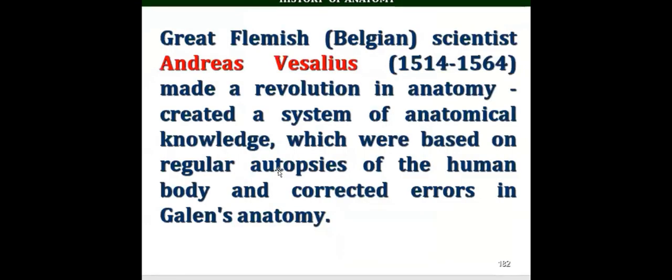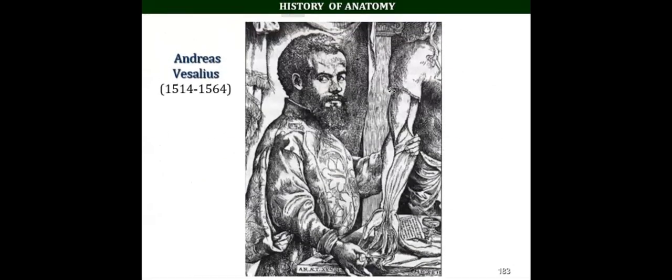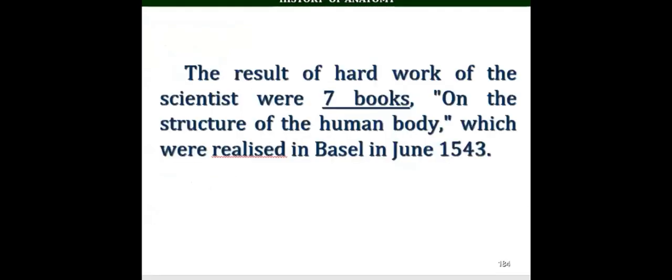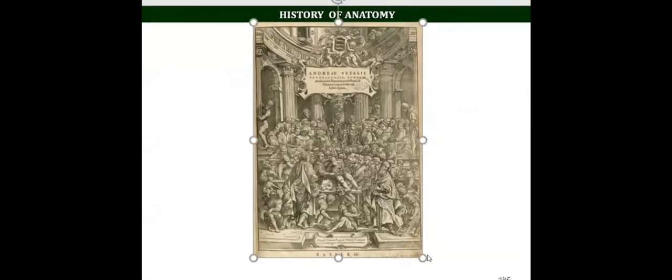And next, Andreas Vesalius made a revolution in anatomy. He created a system of anatomical knowledge based on regular autopsy of the human body, and corrected errors in Galen's anatomy. A very popular picture of Andreas Vesalius. The result of his hard work was seven books on the structure of the human body, published in Basel in June 1543. It's the frontispiece, the main page of Andreas Vesalius' books.